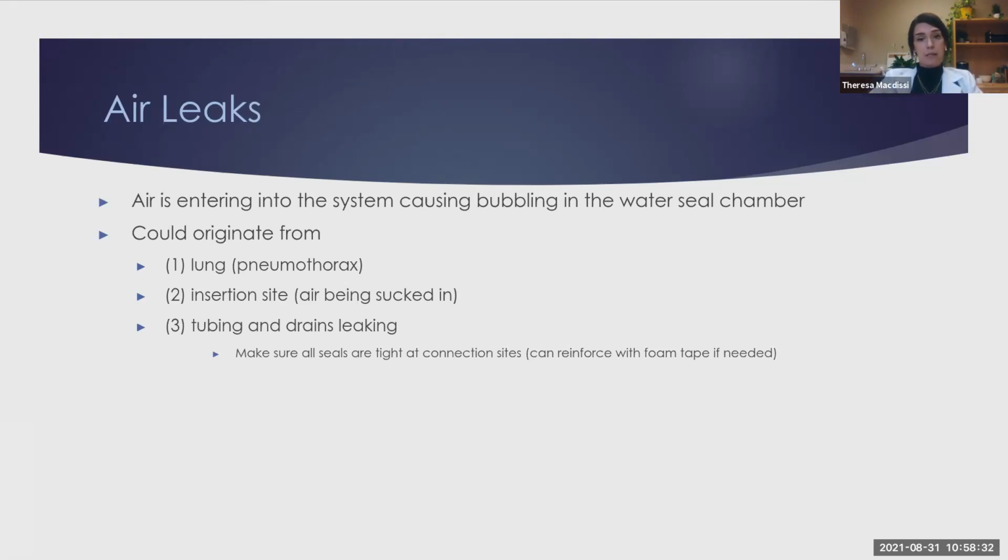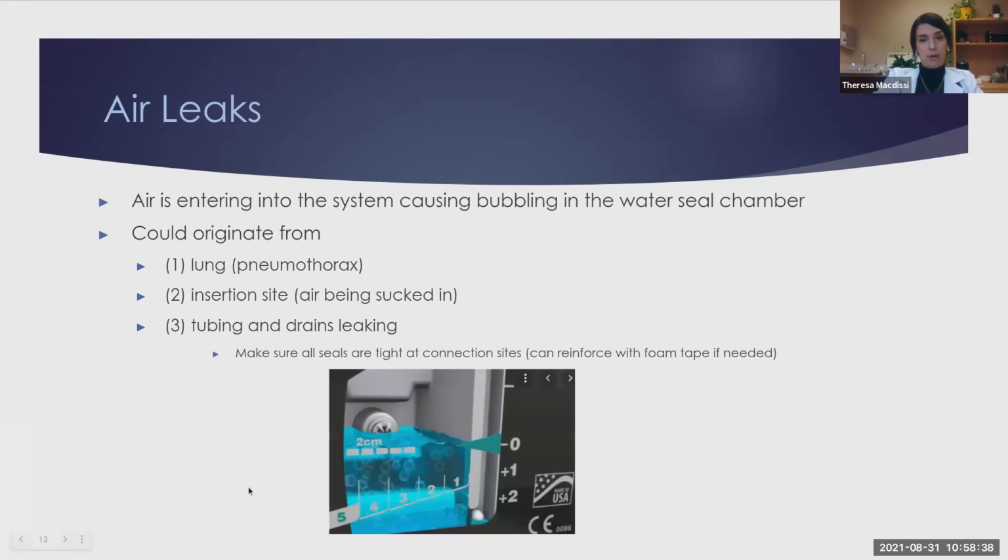On the video, they did a good job of explaining there's a graduating level of air leaks. So in the picture below, you can see it's bubbling all the way across to 5. That's a pretty large air leak. Where is the air coming from?